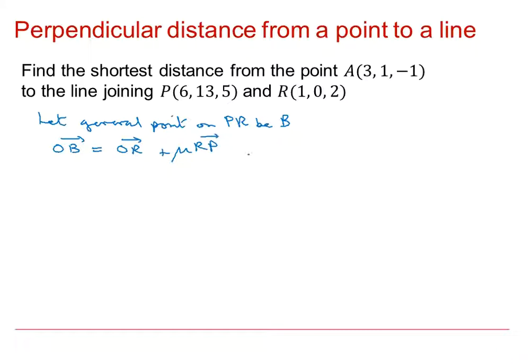So that will define a general point B on the line, which would be (1, 0, 2) plus mu times (5, 13, 3). And if we write that as a single column vector, we'd have 1 plus 5 mu, 13 mu, 2 plus 3 mu.